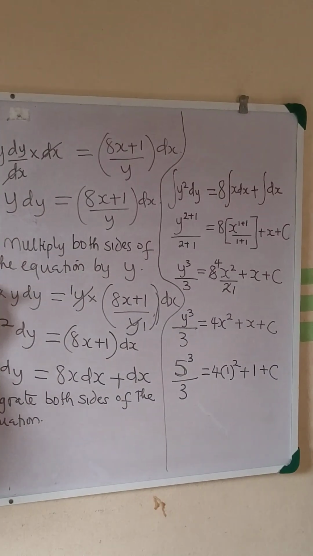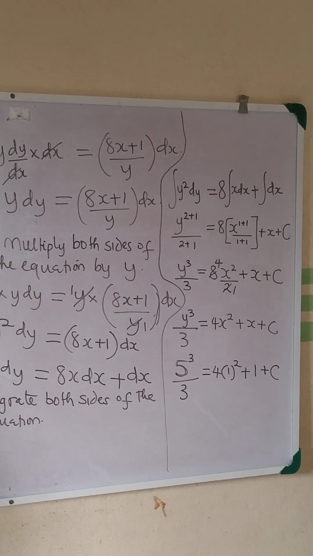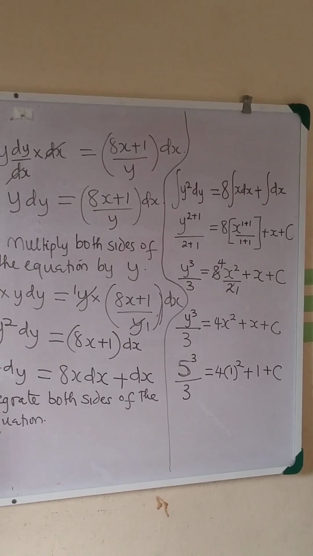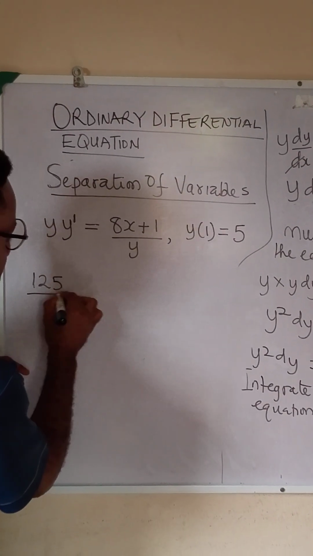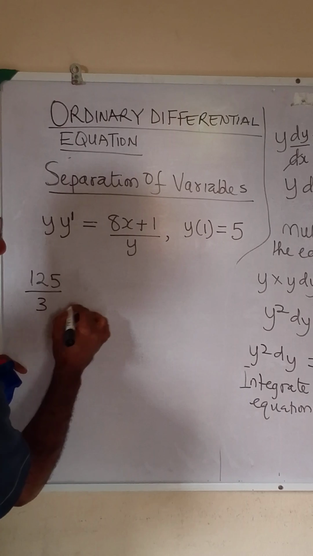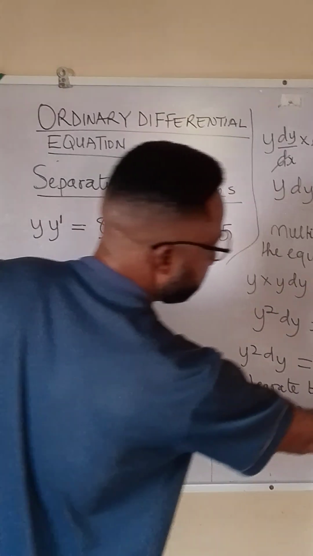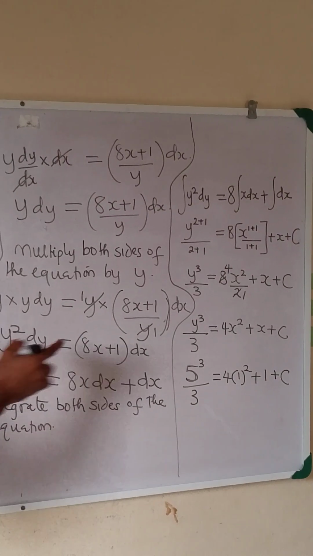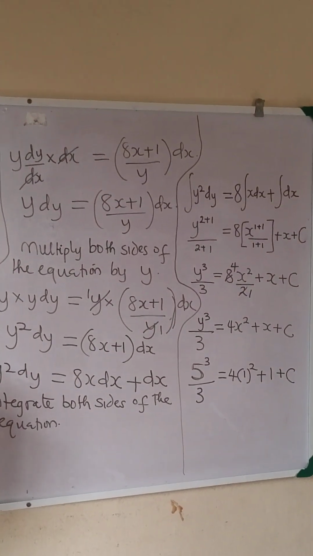So please let's move down to this other side to complete our solution. So 5 raised to power 3 from this point would be 125, and it's divided by 3, equal to, so 4 times 1 raised to power 2 is still 4, plus this one, we have plus 1, plus c.